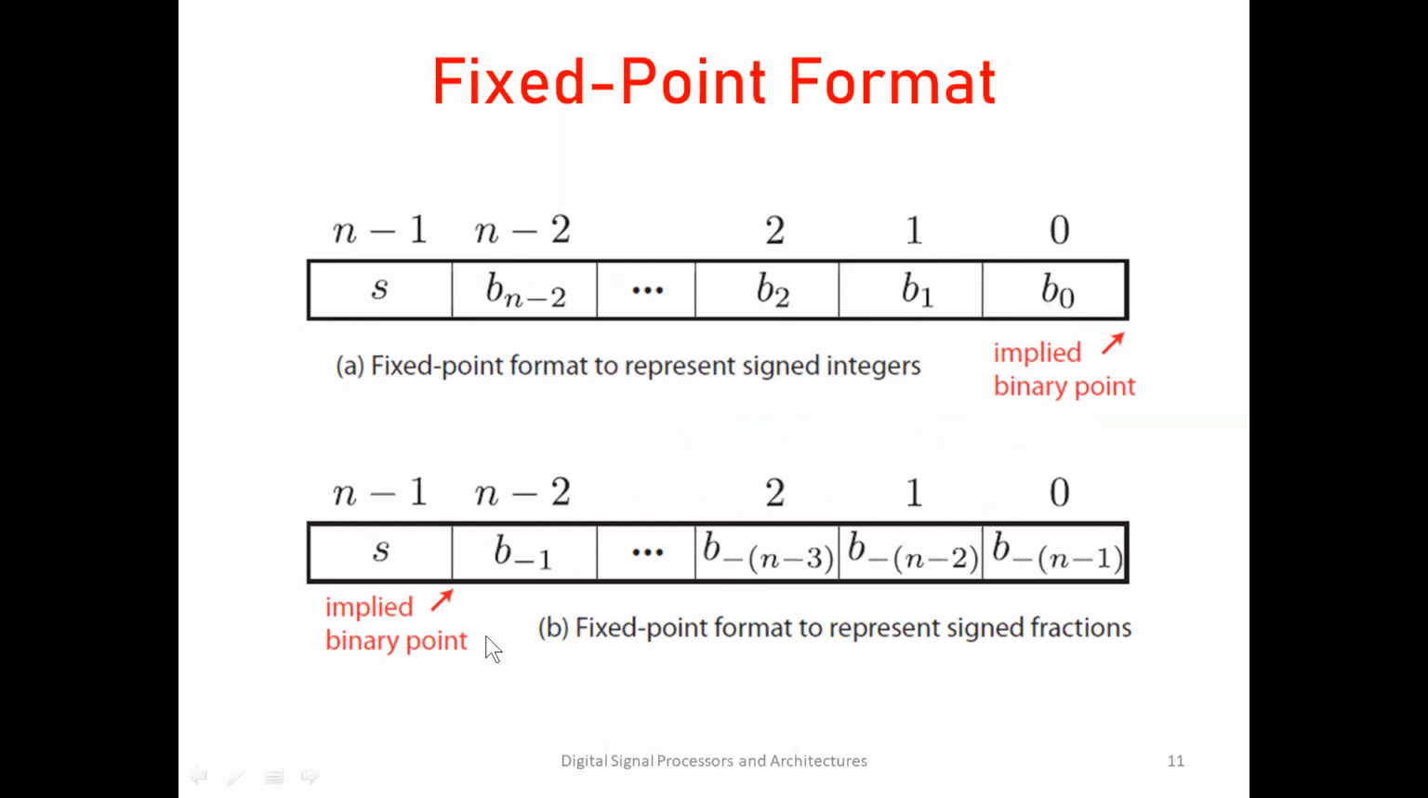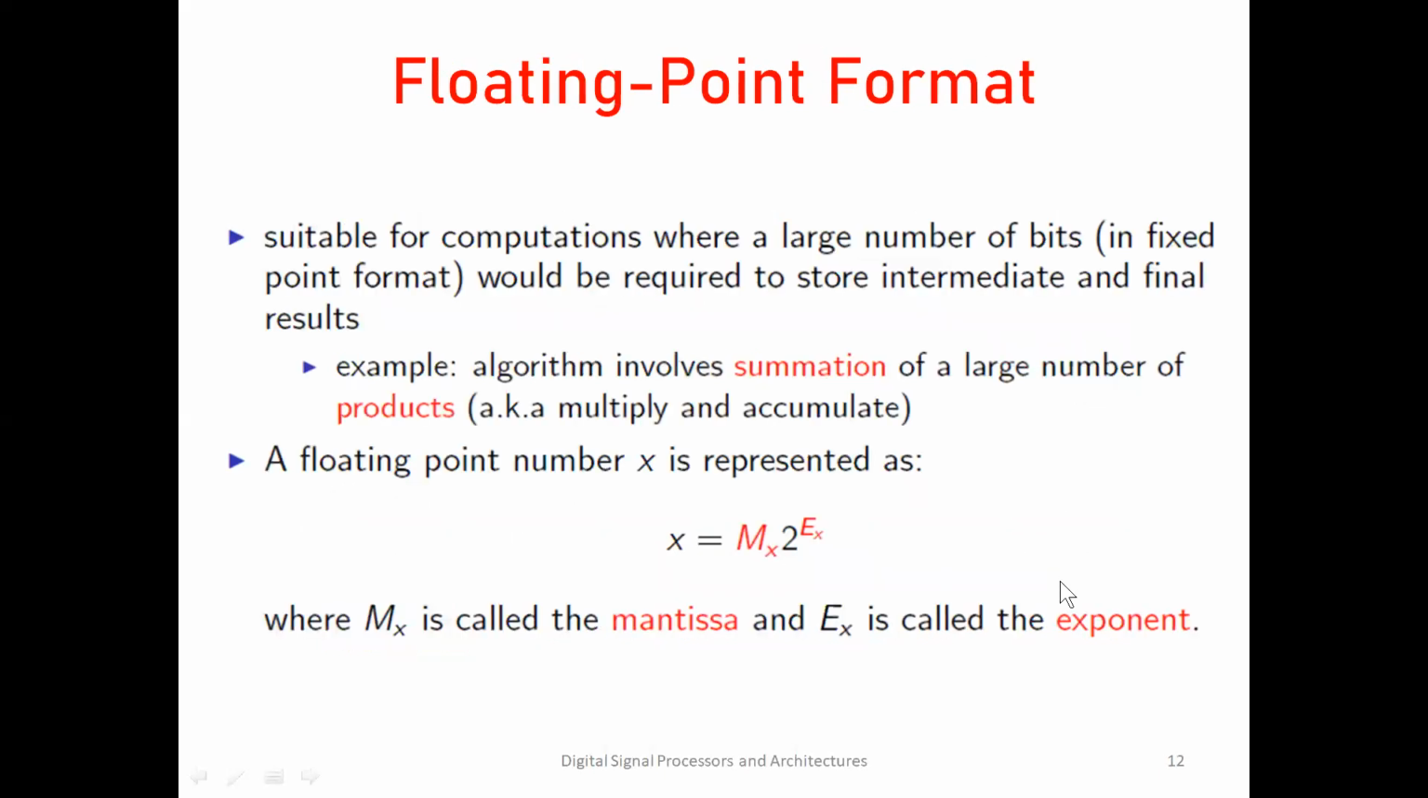Similarly, when we see the signed fractions, so bit 0, 1, 2 and so on till n minus 1, the n minus 1th bit will be the sign, and here depending on the numbers which we are given, b minus 1 and so on, b minus of n minus 3 till b minus of n minus 1. So this concludes fixed point format.